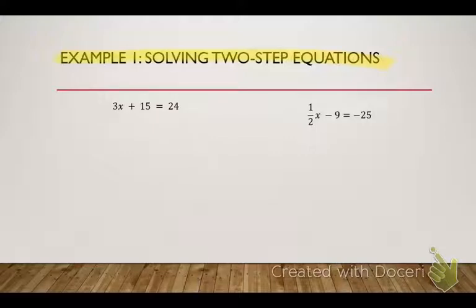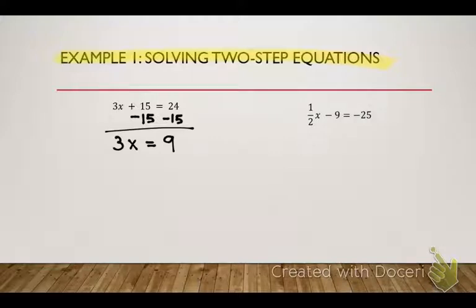You would subtract it, right? Subtract 15 from both sides. Subtract 15. And now you rewrite the equation. Are you guys writing this down in your notes? Okay, rewrite the equation. 3x equals 9. And when we write it like that, it's a lot easier to see what the next step would be.